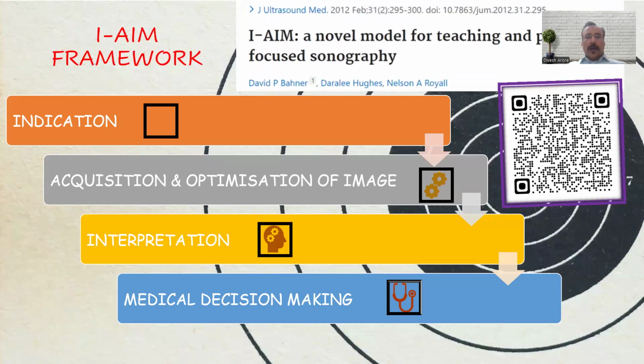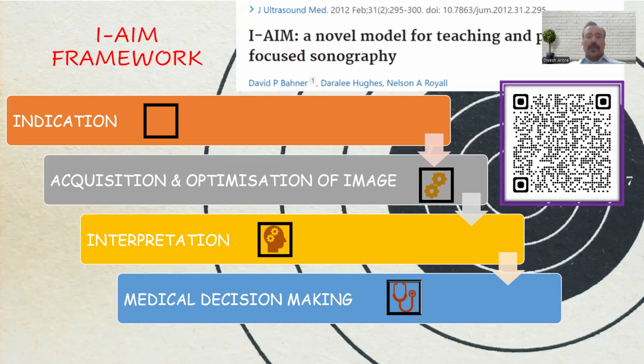So this is the basic I-AIM framework which is used to describe any POCUS modality. It's an acronym which was given by David Banner and colleagues as early as 2012. And whatever POCUS modality we are trying to understand, this holds true. I stands for indication as to why we are doing that POCUS examination. A stands for acquisition of the image and further optimization using the parts maneuver. I stands for interpretation of that image, and M stands for medical decision making as to how that POCUS modality helps in taking decisions.